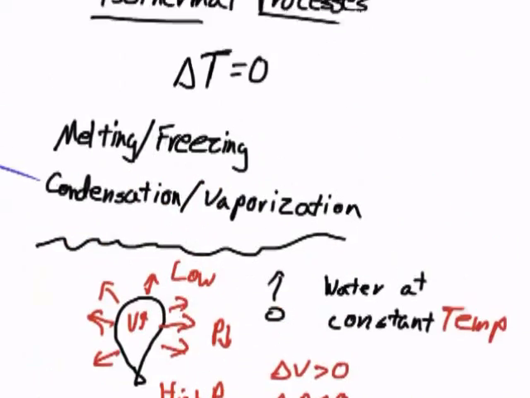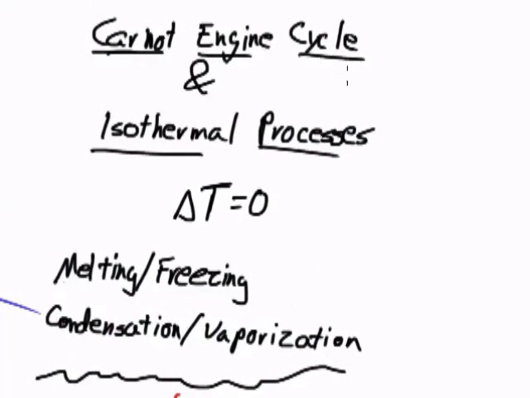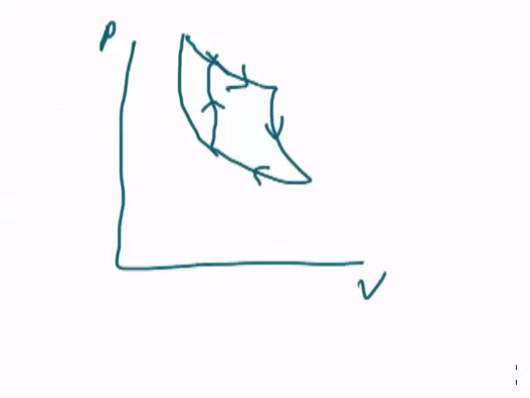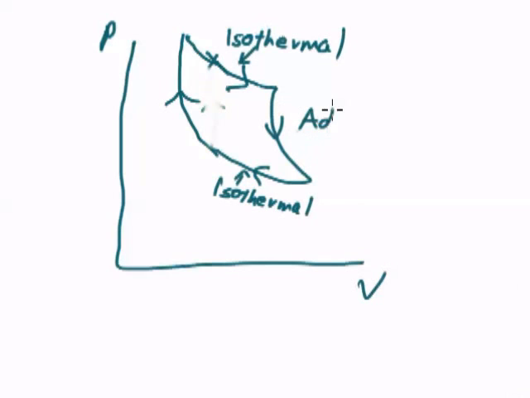But for now, let's come back here and start talking about the Carnot engine cycle. The Carnot engine cycle is a set of four processes, and on a pressure versus volume curve, it looks something like this. The arrows go clockwise around this. I drew that curve very badly, so let's do that again. Okay, we've got four parts to it, and the top and bottom ones are isothermal, and the left and right ones are adiabatic.